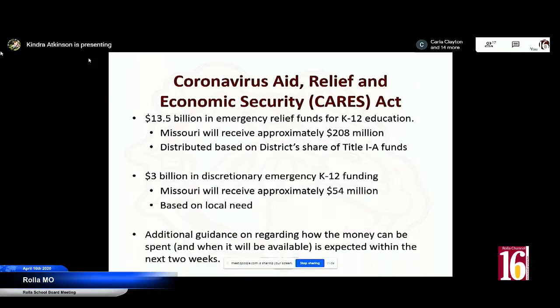Kendra, could I just add, because I know it's been a question from some, for those emergency relief funds, one of the requirements for the district is that we continue to pay our staff. That's a requirement to be eligible to receive those funds from the federal government. So if you're asked that question, that is a required piece that we are doing. Thank you, Dr. Dare.